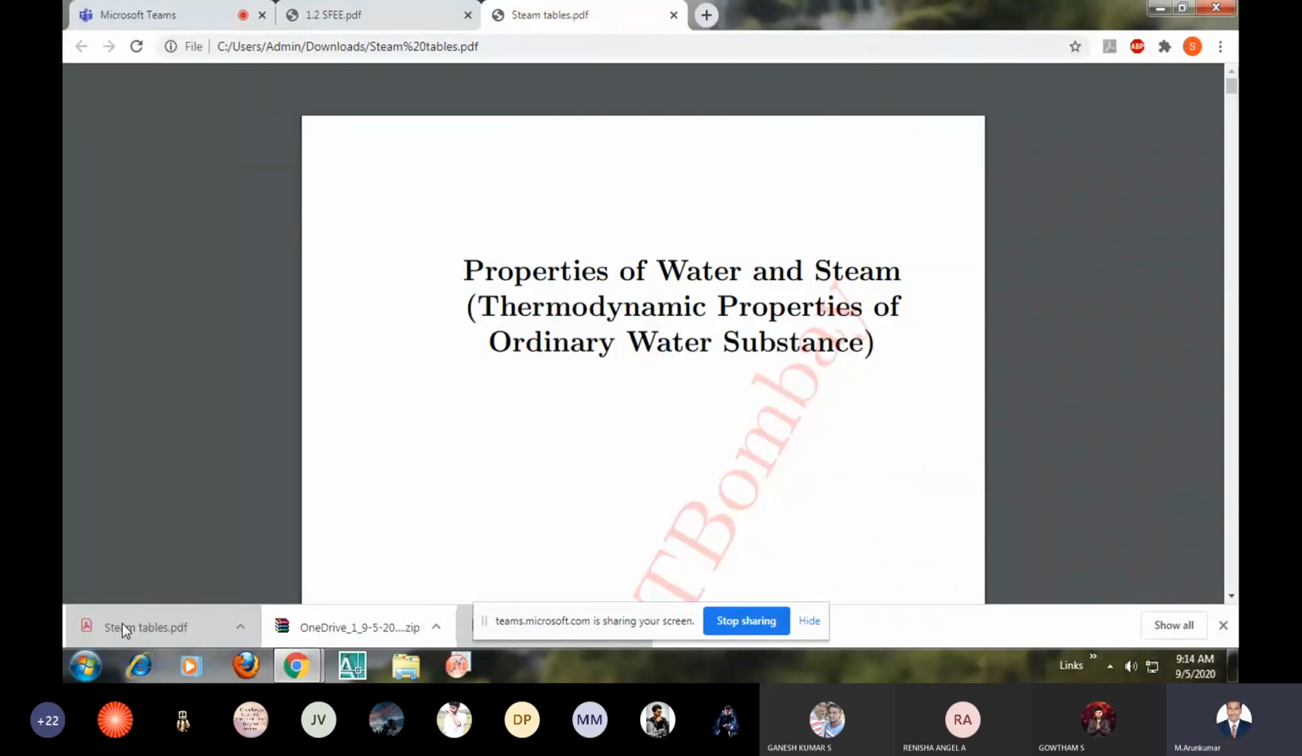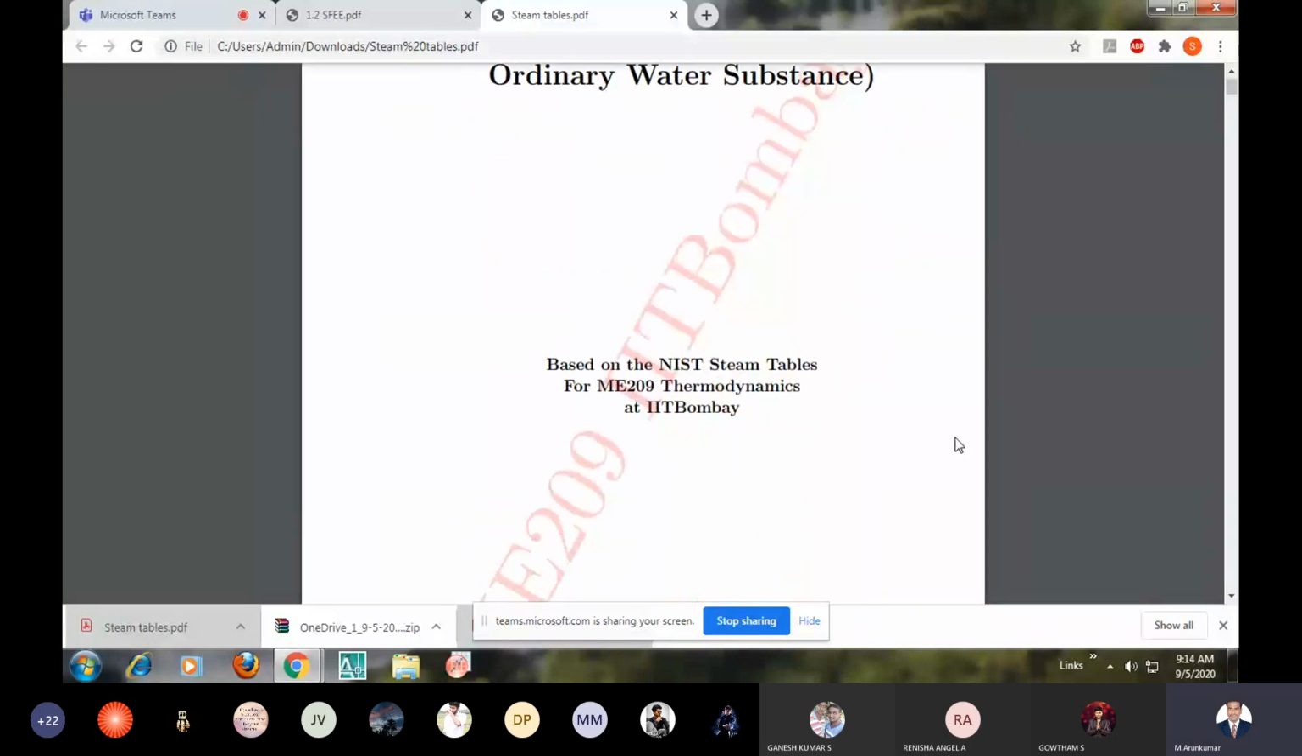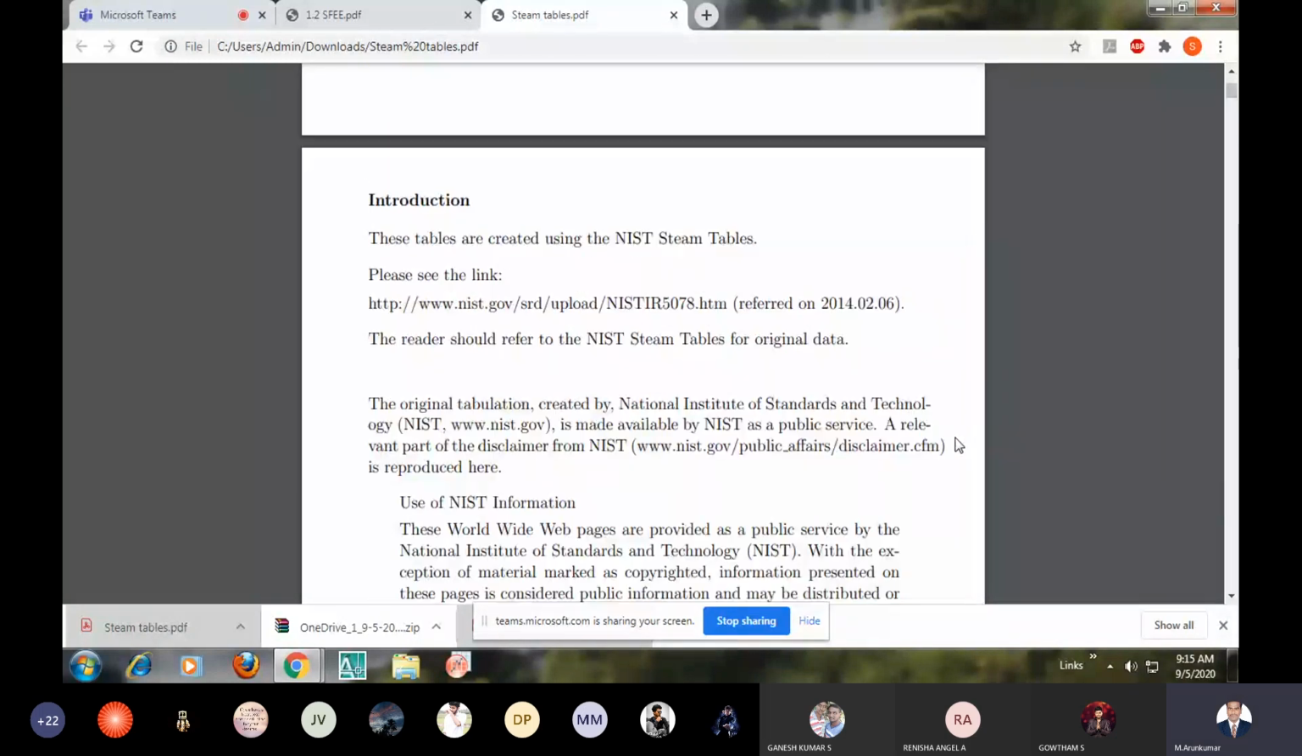The properties of water and steam are given in tabulated form in the tables below. The thermodynamic properties of ordinary water substance are known as the properties of the steam tables. Right, so the steam table will look like this. Here we are taking this steam table from this source. If you want to know more about the steam table, you can use this link.